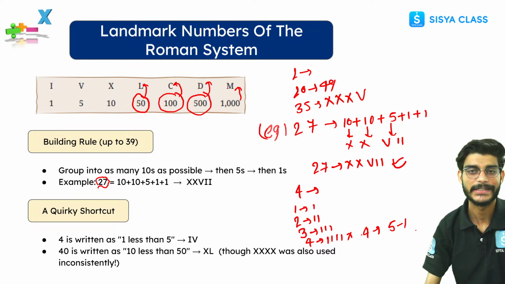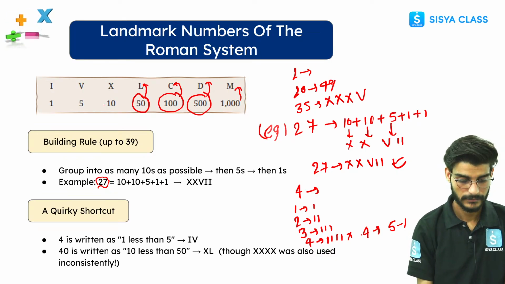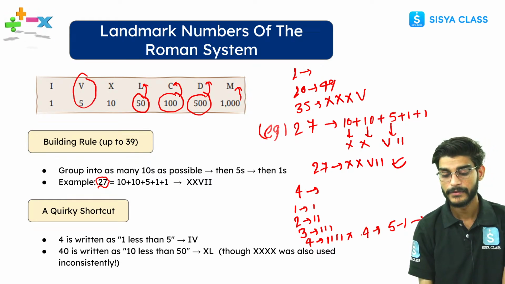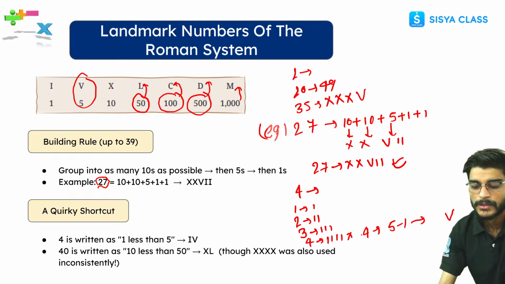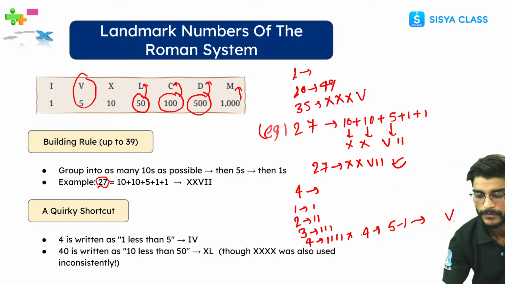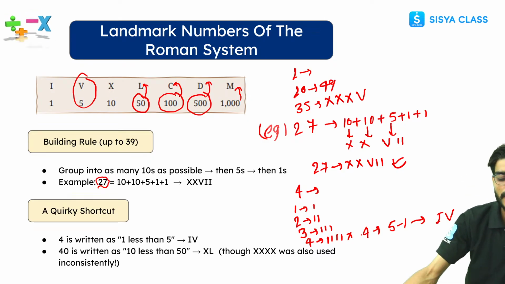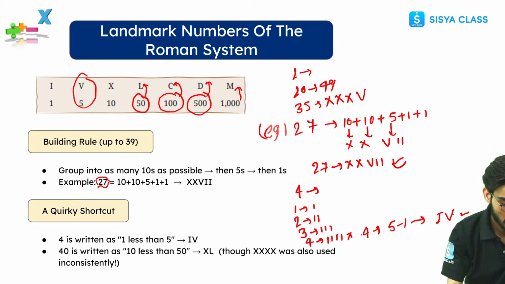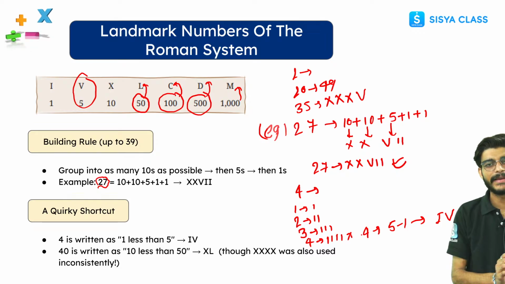So what they did was write 4 as 5 minus 1, yes or no? So what is the notation for 5? For 5 we have V. So for minus 1, you have to write I before the V, and for plus 1, you write it after the V. Since here it is minus 1, we write IV. This is the notation for 4 and this is the rule that they made.